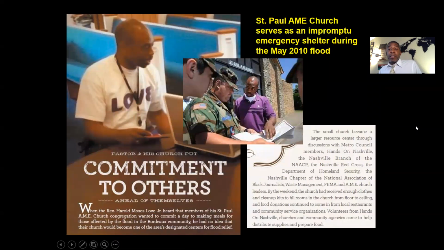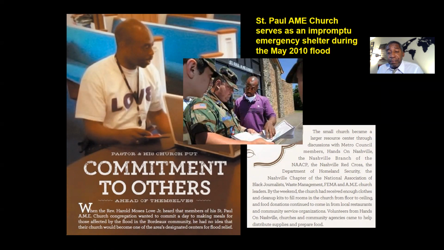And speaking of Black churches, in this case, this is an AME church. St. Paul AME Church during the flood became an impromptu emergency shelter. So, now Representative, Reverend Dr. Harold Love Jr., who is a TSU alum, his mother worked at TSU for a long time, maybe almost 60 years, literally. And I think his father also.